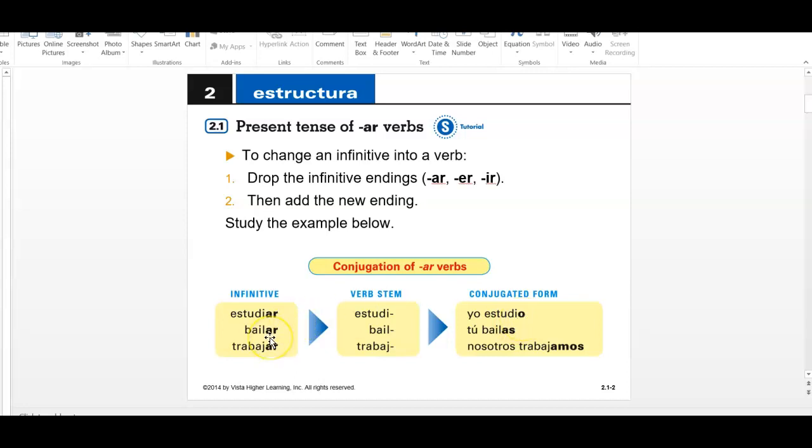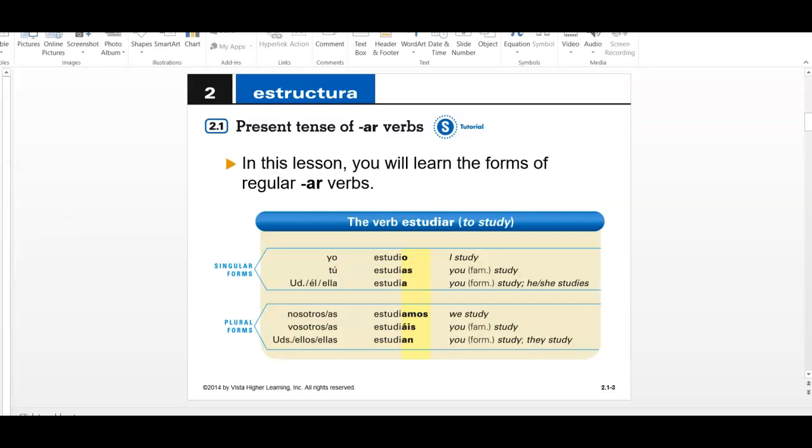Then you have bailar, so we're going to drop that. And then we're going to add the new ending, which is AS for tú. Then you have trabajar, so we drop the ending. And then you have nosotros trabajamos, AMOS, that's the ending for nosotros. Okay, so here we go.